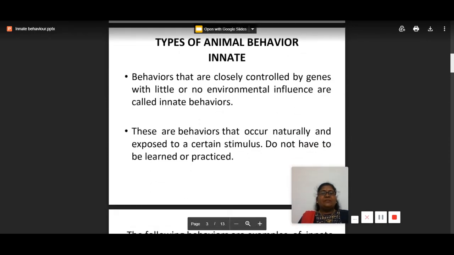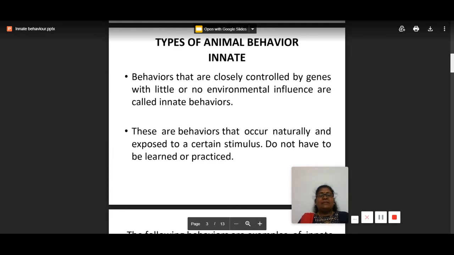The types of animal behavior are innate type, instinctive type, learned behavior, imprinting, habituation, and conditional behavior. But in this session we are going to deal with only some of these types. The first one is the innate type of animal behavior. Animal behaviors that are closely controlled by genes with little or no environmental influence are called innate behaviors. The definition of innate behavior is that the behavior is controlled by the genes.